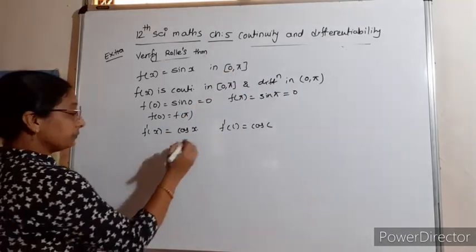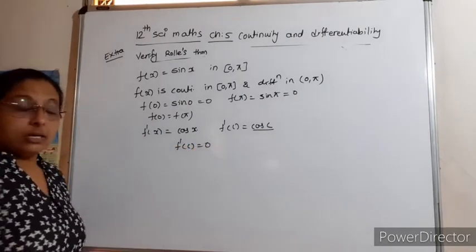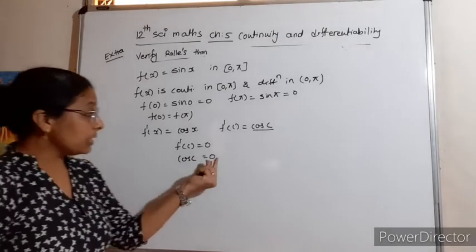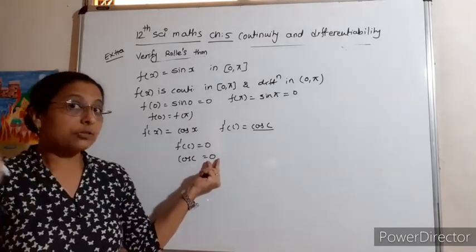How to find it? Take f dash c equal to 0. So you will take cos c is equal to 0. Now zeros of cos, that is (2n plus 1) pi by 2, n belongs to Z.